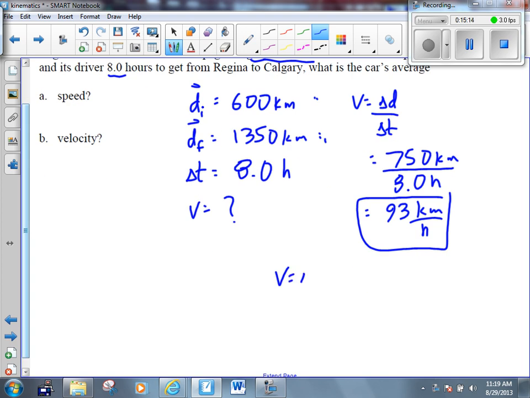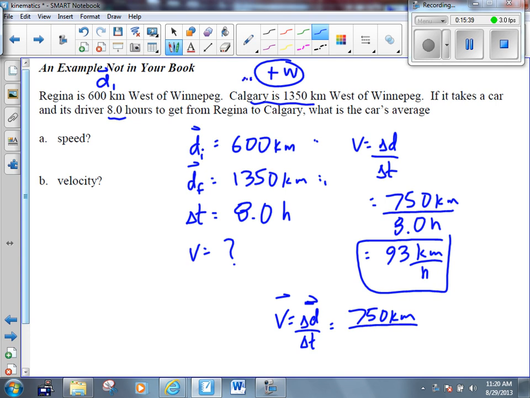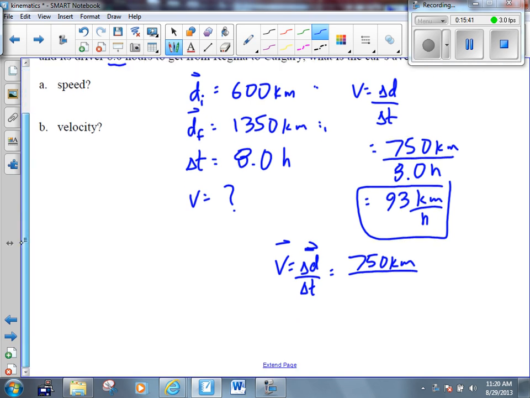All right, let's do question B, the average velocity. Sounds almost the same. It's not distance over time, it's displacement over time. What's my displacement? 750 kilometers to the west. Right? The only difference is that it's to the west now. Now, since we're talking about a vector here, we've already got our direction defined for vectors. West is positive, so we can just write it the same way. Divide that by 8 hours. We get 93 kilometers per hour. Same thing, right?